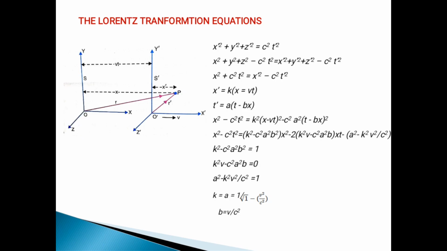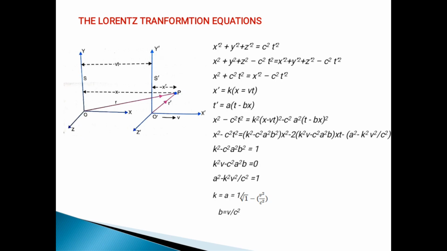Substituting these values of k, a and b in our equation, we get x prime equal to x minus vt by square root of 1 minus v square by c square and t prime equal to t minus vx by c square divided by square root of 1 minus v square by c square. Therefore, the Lorentz transformation equations are x prime equal to x minus vt by square root of 1 minus v square by c square, y prime equal to y, z prime equal to z, t prime equal to t minus vx by c square divided by square root of 1 minus v square by c square.